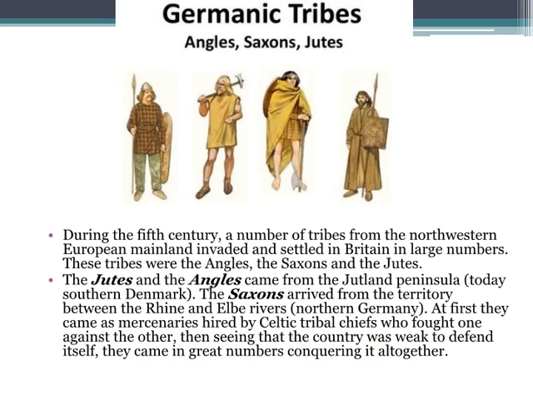The Jutes and the Angles came from the Jutland Peninsula, today southern Denmark. The Saxons arrived from the territory between the Rhine and Elbe rivers, northern Germany. At first they came as mercenaries hired by Celtic tribal chiefs who fought one against the other, then seeing that the country was weak to defend itself, they came in great numbers, conquering it altogether.